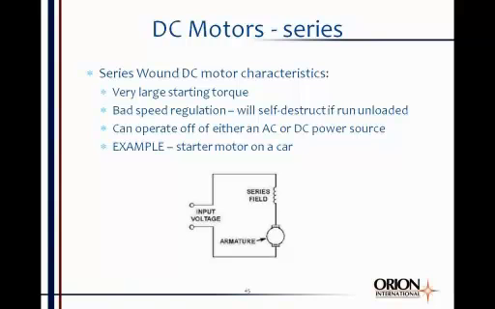They'll self-destruct. One of the good things about a series wound DC motor is they can operate on either AC or DC power sources. They're called a universal motor. One of the best examples of a series wound DC motor is the starter motor on your car. Now you think about it, a starter motor is a very small little DC motor, yet it has enough torque to be able to turn over a V8 engine, a very large starting torque. So it's a great application for a series wound DC motor. It never operates unloaded, and it's capable of turning over the engine because of its very large starting torque.